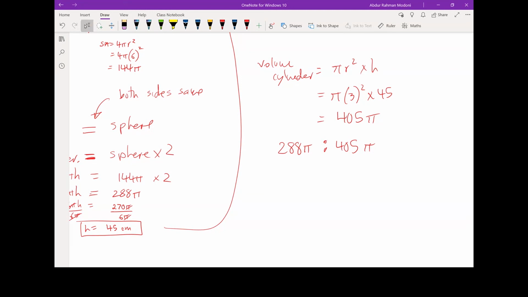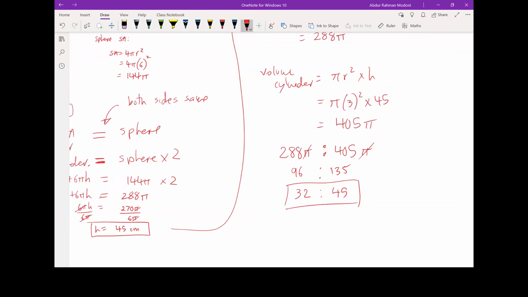So 288 divided by 3 is 96 pi. Actually, they both divide by pi to begin with, so I'll cross off the pi. So I've got 96 to 405 divided by 3, which is 135. And I think they both divide by 3 again. Yep, they do. Dividing by 3 gets me 45 on this side, and 96 divided by 3 gets me 32 on this side. And they don't simplify any further, so this is my simplest form, the ratio.